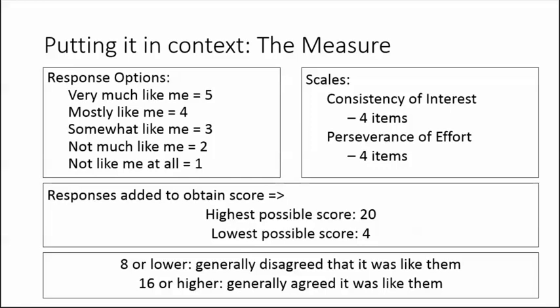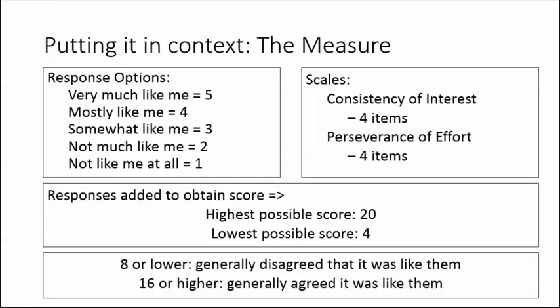When we're thinking about the meaning in the context of the measure, we need to look at the response options and the way those response options were combined to obtain the scores. In the case of the short grit scale, the responses to the questions for each scale were added. There were 4 questions in each scale, and the response options were labeled 1 through 5. So the highest possible score was 20, and the lowest was 4. If someone scored a 20, that would mean they answered very much like me to all of the items. And if they scored a 4, they answered not at all like me to all of the items.